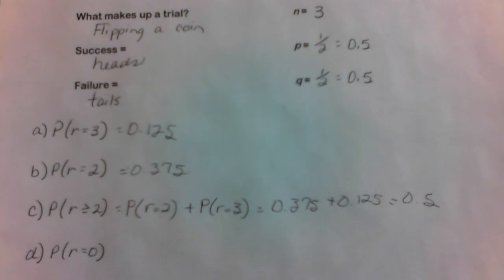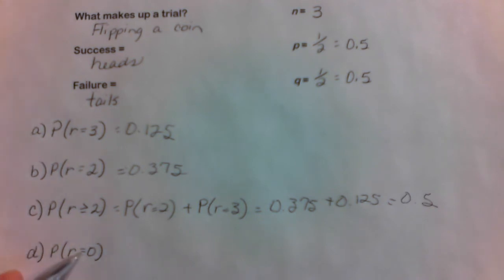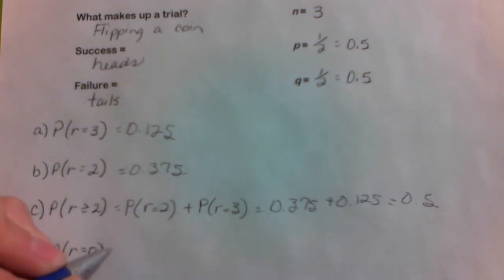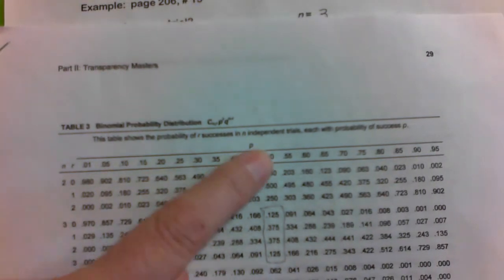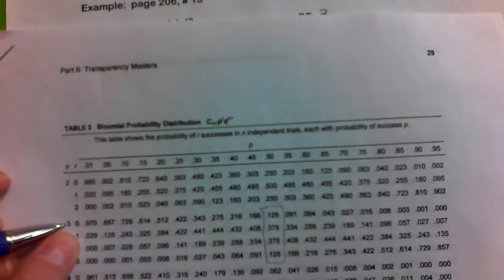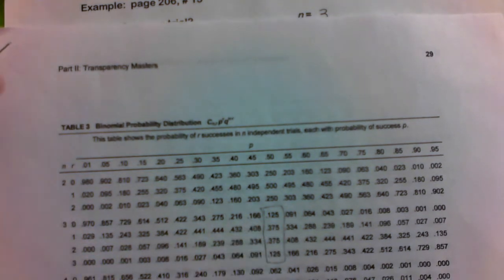Now, the last one, part D, reads, find the probability of getting exactly 3 tails. And you need to be careful here because you see the number 3, so our natural reaction is maybe to say R equals 3. But we have defined success as heads. So if you get 3 tails, that means you got 0 heads. So that's why R is equal to 0. So again, P is still 0.5, and 3 times we flip the coin, 0 heads is 0.125.